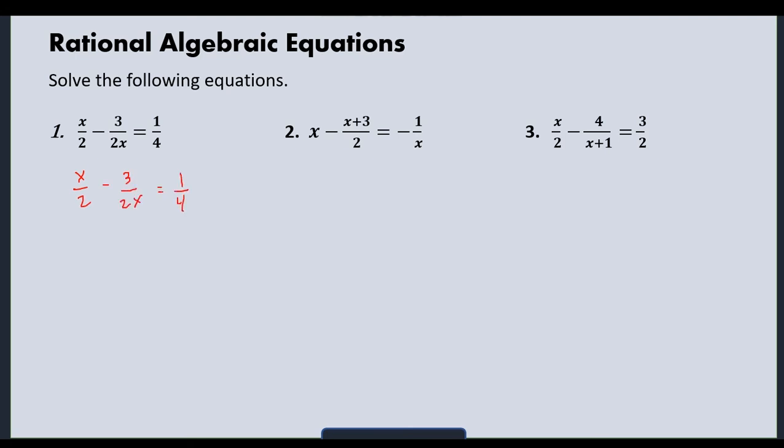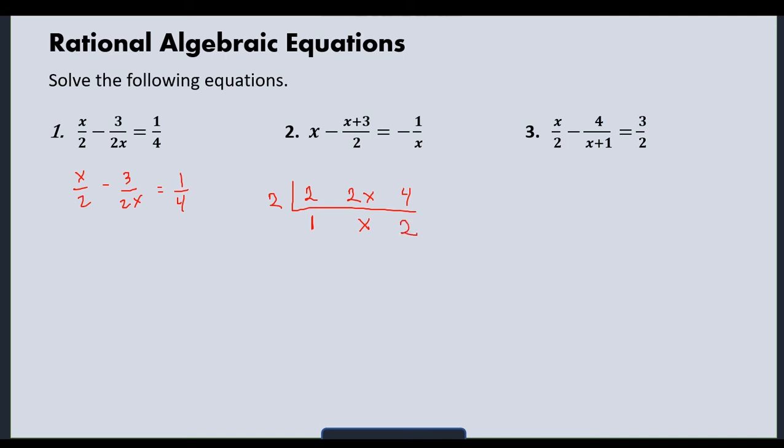Next, look at the denominator. Our denominators here are 2, 2x, and 4. Now we're going to look for the LCM. First, factor out the common factor. From the three, the common factor is 2. So let's divide all of those three terms. 2 divided by 2 will give me 1. 2x divided by 2 will give me x. And 4 divided by 2 will give me 2.